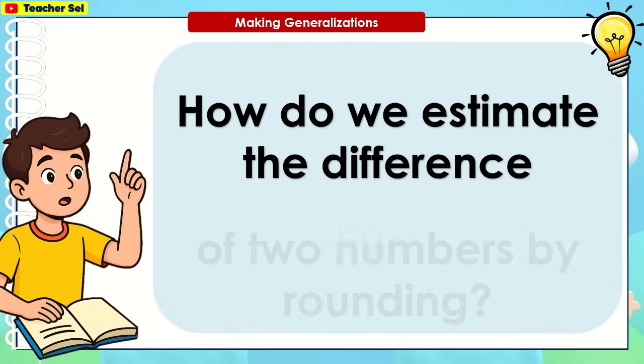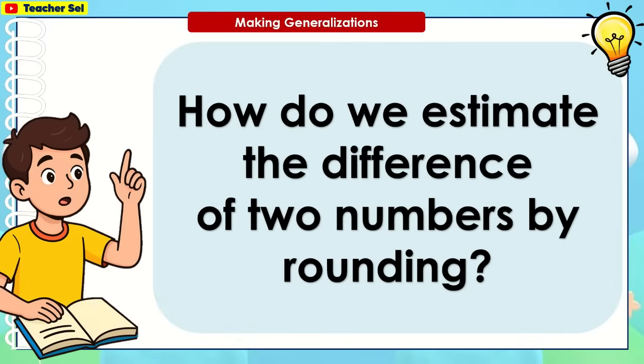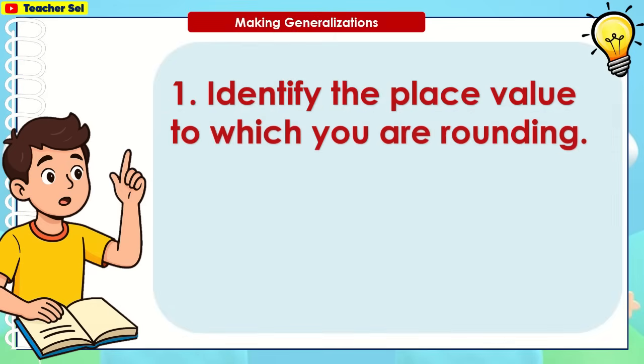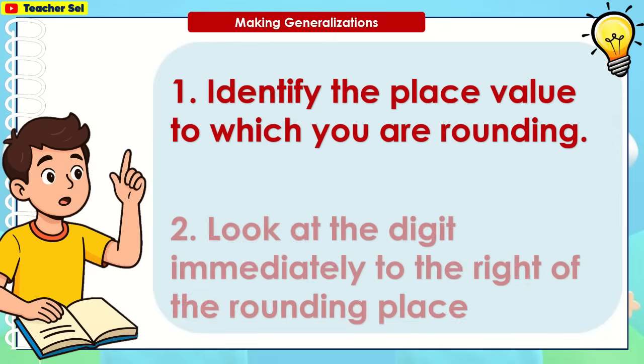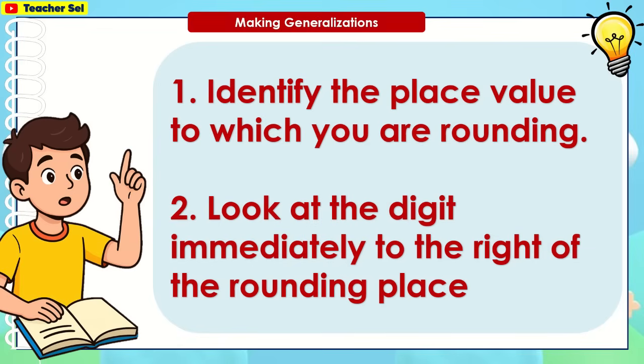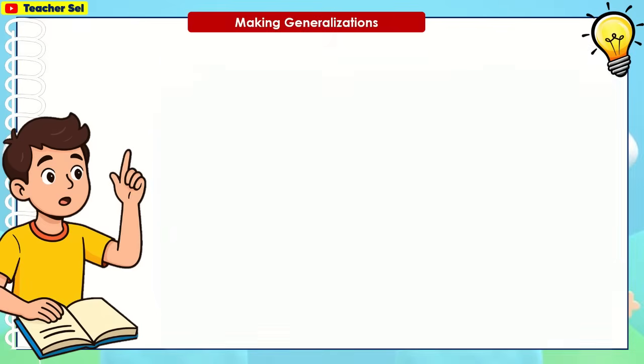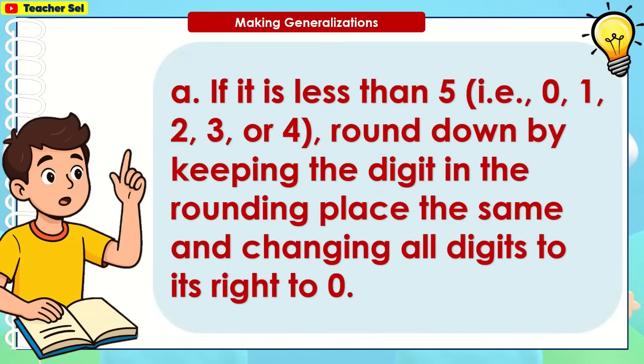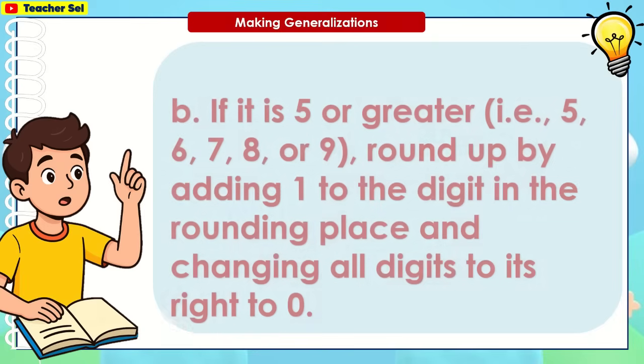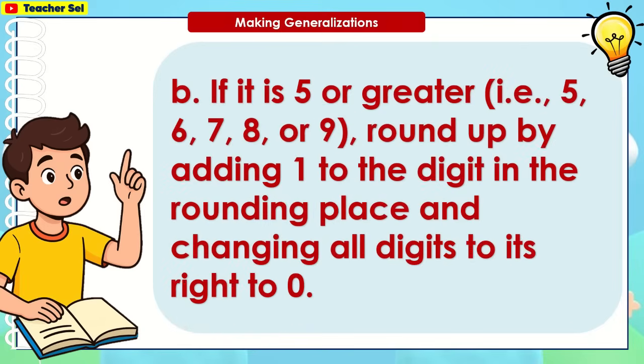How do we estimate the difference of two numbers by rounding? Identify the place value to which you are rounding. Look at the digit immediately to the right of the rounding place. If it is less than 5, round down by keeping the digit in the rounding place the same and changing all digits to its right to 0. If it is 5 or greater, round up by adding 1 to the digit in the rounding place and changing all digits to its right to 0.